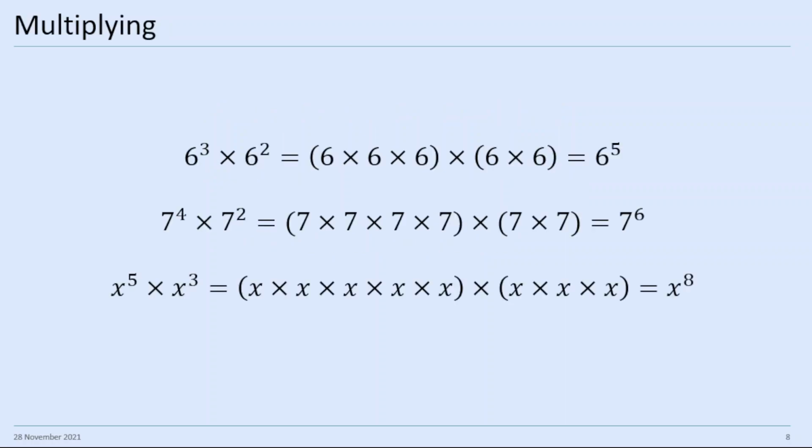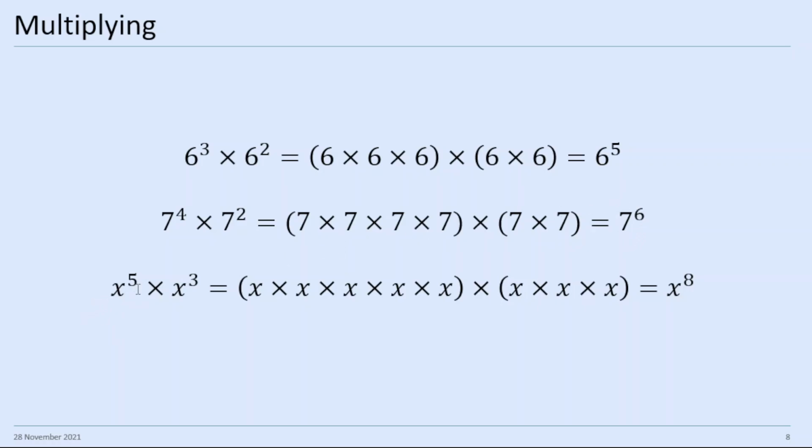Okay, so how do we multiply numbers raised to a power? So 6 to the 3 times 6 to the 2 is 6 times 6 times 6, that's 6 to the 3, times 6 times 6, which is 6 to the 2. Put that all together, we get 6 times 6 times 6 times 6 times 6, which is 6 to the 5. So we've got 7 to the 4 times 7 to the 2. We've got 7 times 7 times 7 times 7, which is 7 to the 4, times 7 times 7, which is 7 to the 2. Altogether, that makes 7 to the 6.